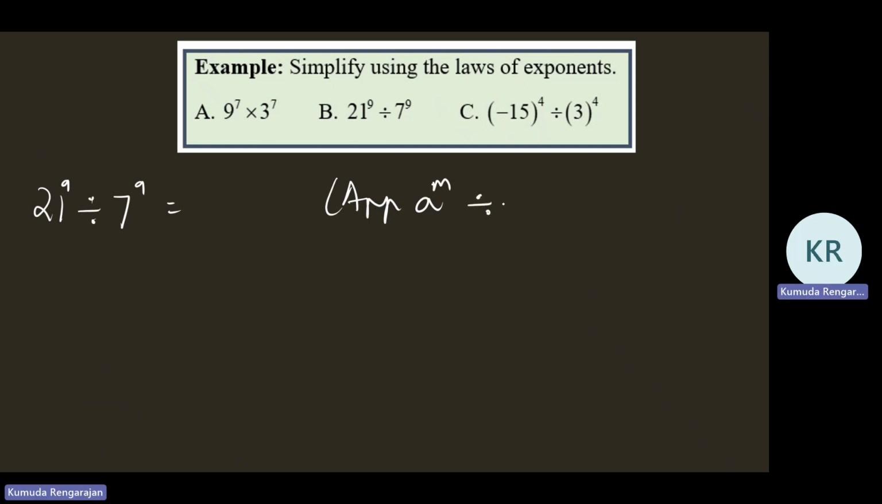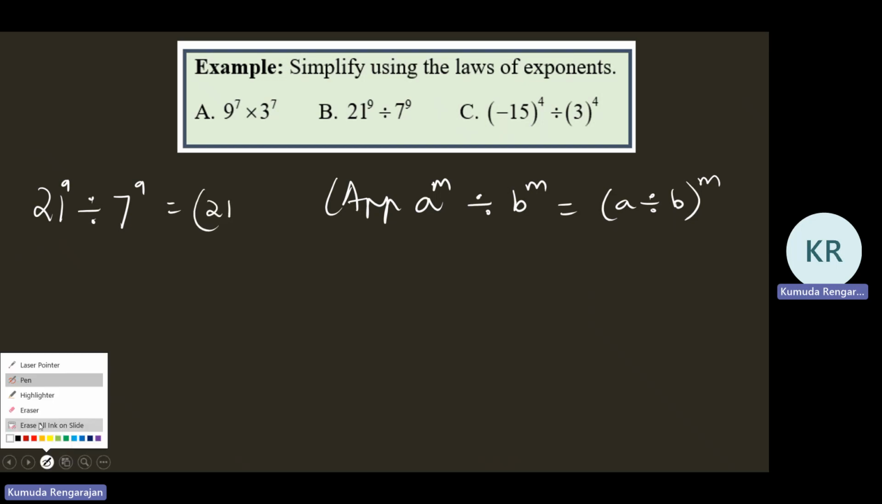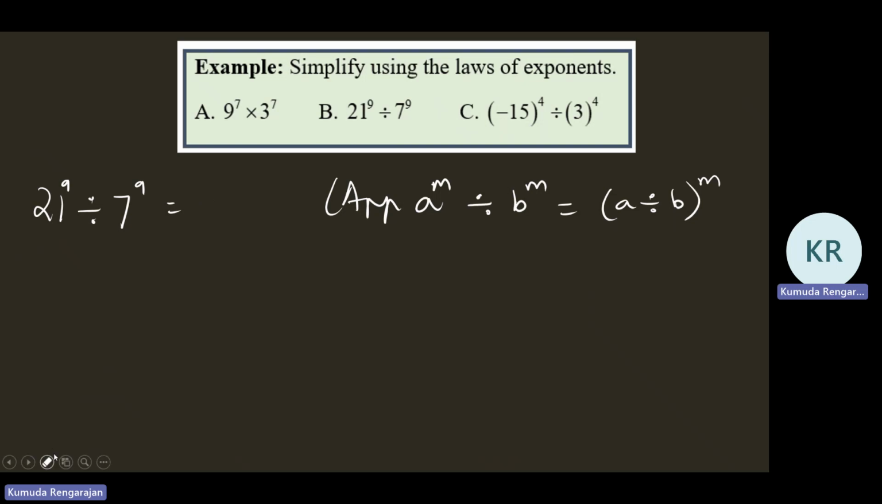No, darling. Bases are different. A to the power m divided by b to the power m is equal to a divided by b, the whole raised to the power m. So use this rule here. So you should divide 21. You can put the division sign, or you can write numerator by denominator like this. You can write 21 by 7 of the whole raised to the power 9.